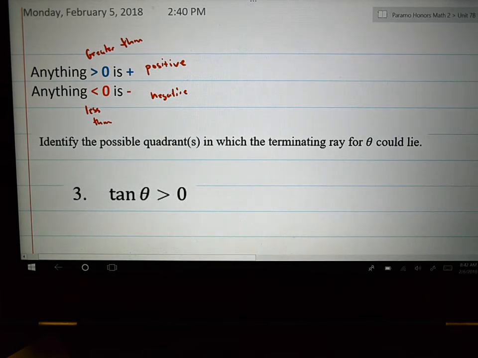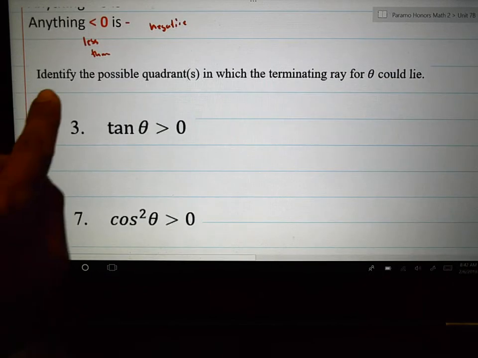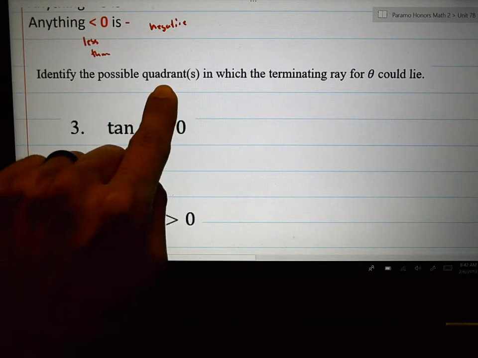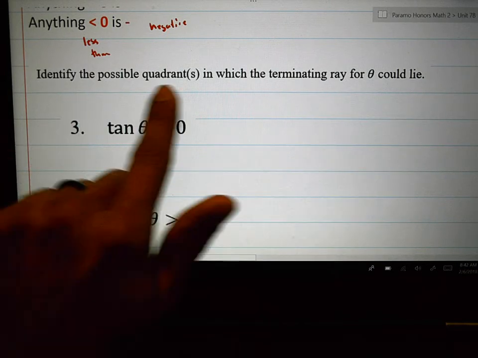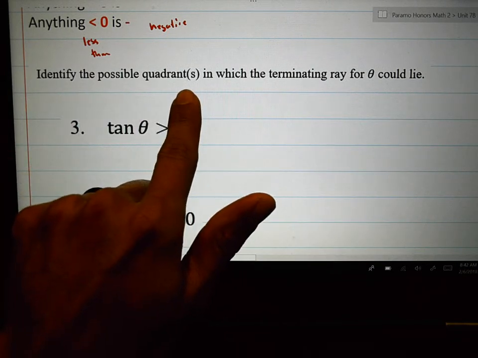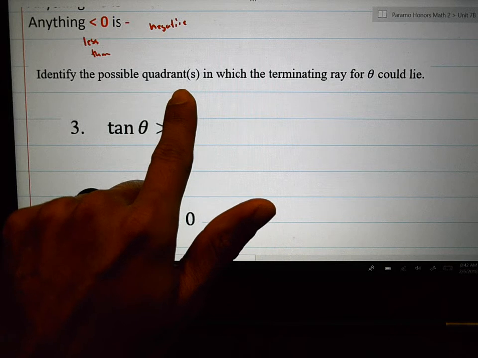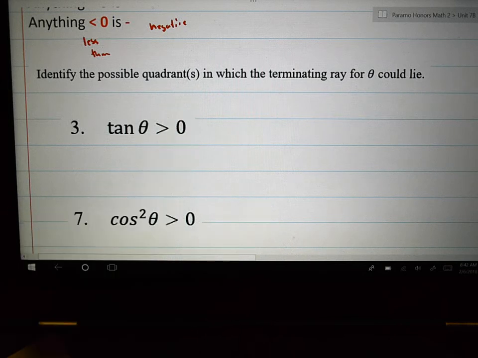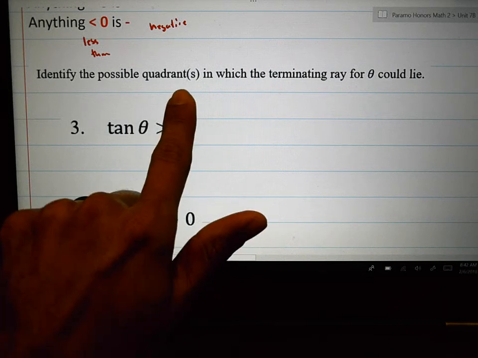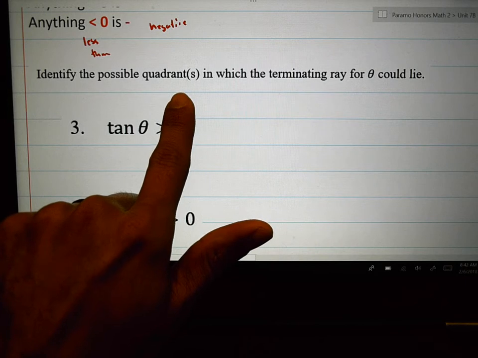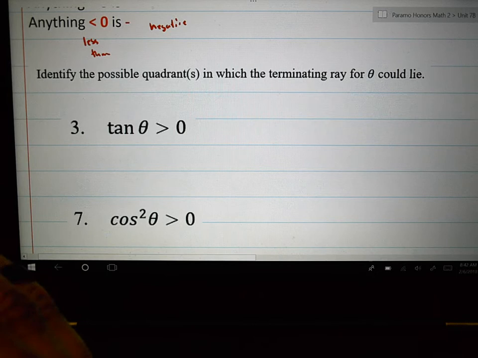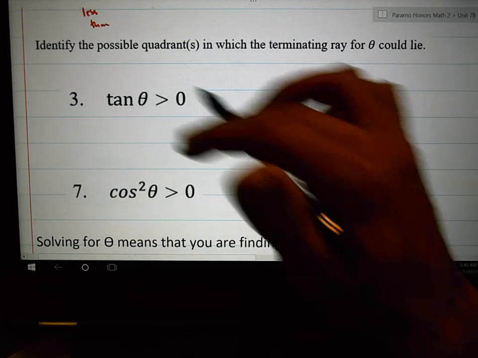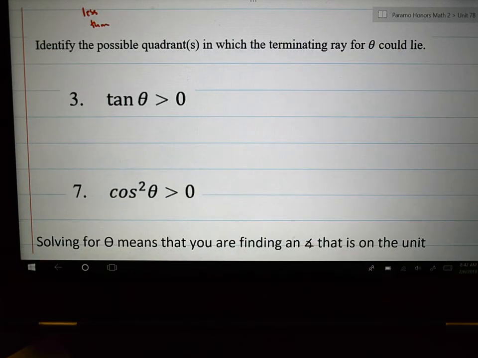So the reason why I have you start with that is because you're going to be asked, identify the possible quadrant or quadrants in which the terminating ray for theta could lie. Whenever you see this little extra s in parentheses, it means it might be one quadrant or it might be more than one quadrant. So sometimes when you see this, you should wonder if there are two. You should be questioning that. And we'll go down. Let's do 2 examples, and I'll show you what I mean.